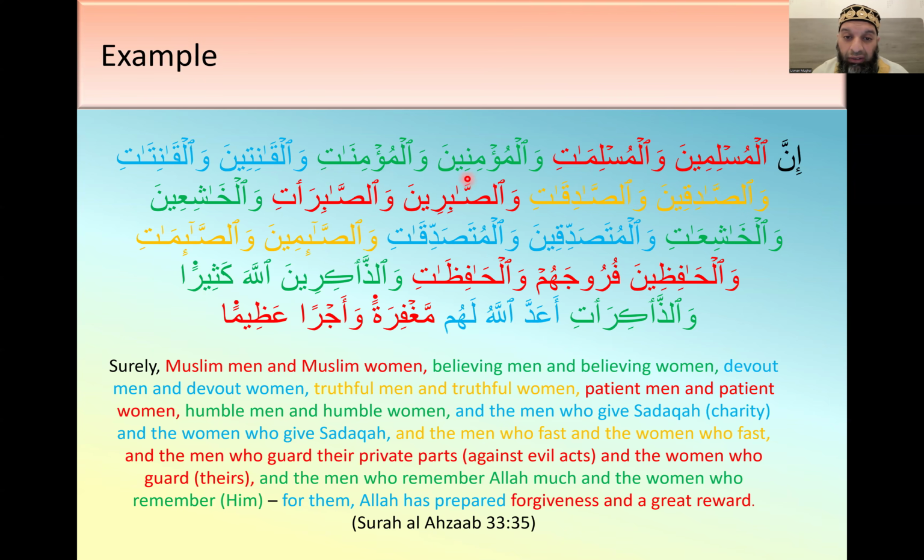Can you see the ina? You couldn't say una here. Una would be wrong. It's ina here. It just is because that's the rule in grammar. Because inna is doing something here, right? Wal mu'minati, and believing women. Wal qanitina. Remember the ina ending is men. The devout men.